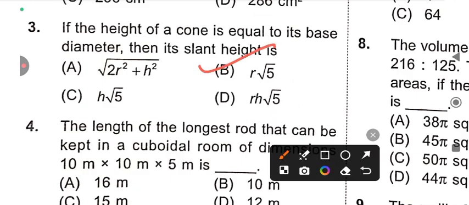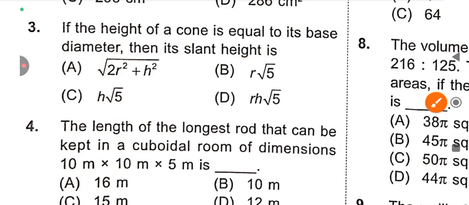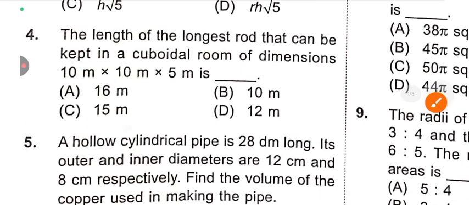B is correct. Next question is, the length of the longest rod that can be kept in a cuboidal room of dimensions 10 meter into 10 meter into 5 meter.